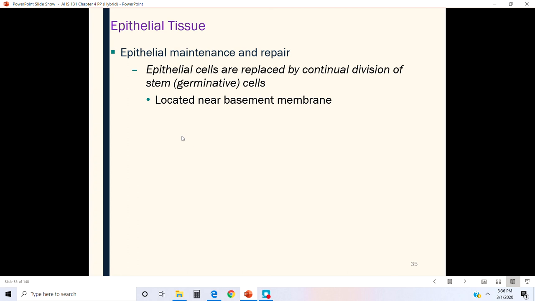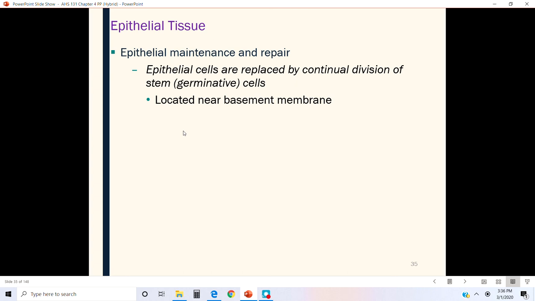Okay. So finally, the last part of maintaining integrity of the epithelium is that, remember, the epithelium is exposed to the outside world. It's lining hollow organs, and there's different chemicals and enzymes and abrasion. So these cells become damaged or they slough off. We need to replace them. And it's important for you to know that we have stem cells. They're usually located near the basement membrane. And these are continually dividing in epithelial tissue, so we make new cells to replace the old ones that are damaged or the ones that have been sloughed off.